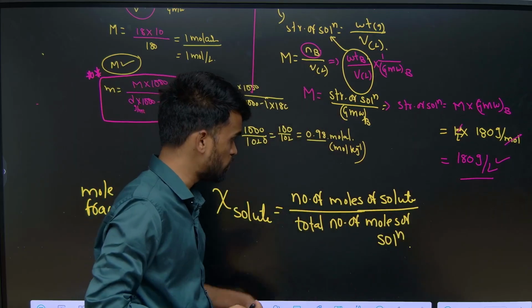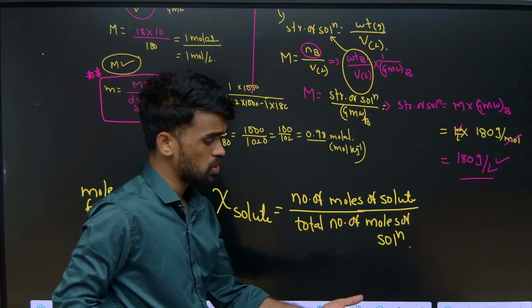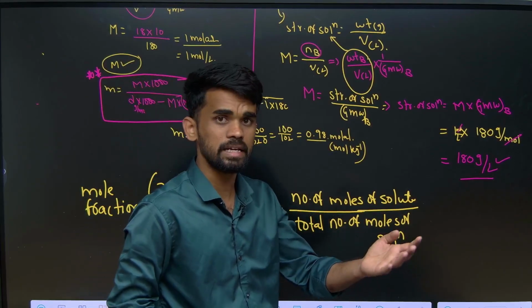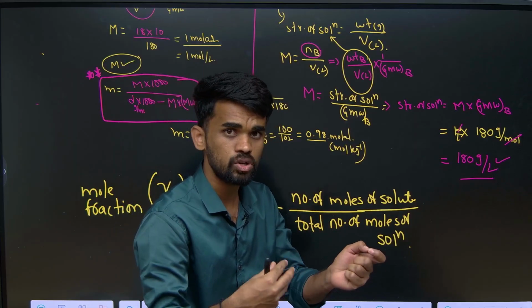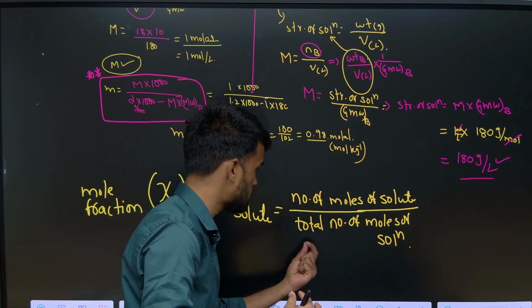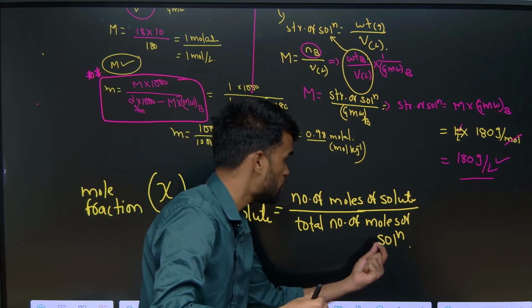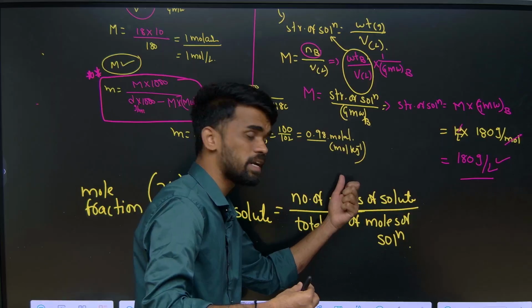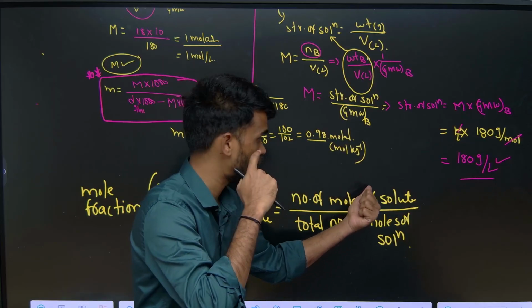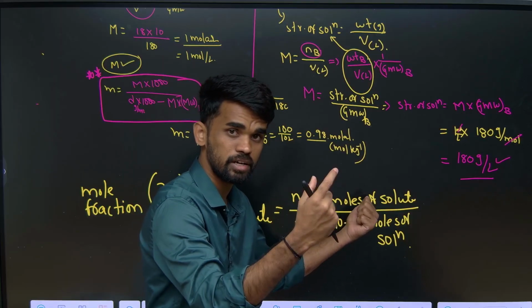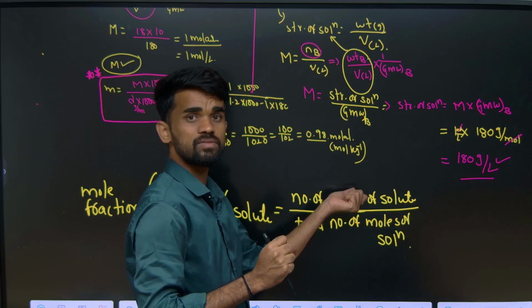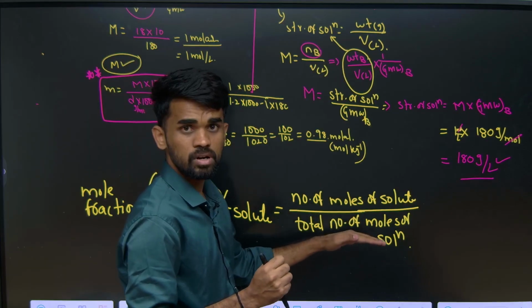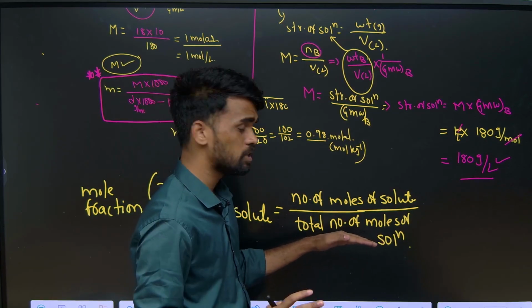So what do we mean by total number of moles of solution? A solution can be binary, ternary or quaternary. So you have to take the total number of moles of all the components in the denominator. In the numerator you have to take the one particular component which you want to calculate. If I say solute, you take number of moles of solute by total number of moles of all the components in that solution.